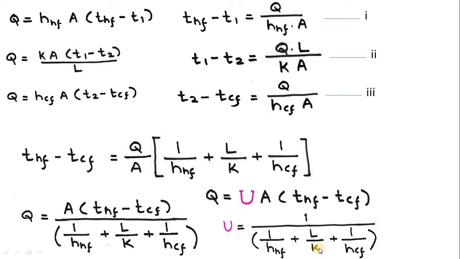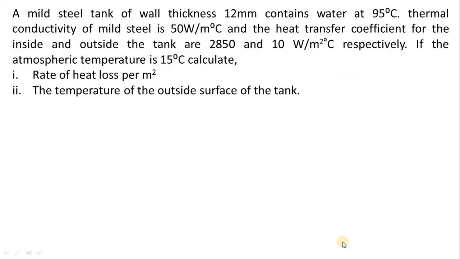So L upon K, 1 upon HHF, 1 upon HCF are the thermal resistances. So let's take one example. A mild steel tank of wall thickness 12 millimeter. Remember, you need to read it carefully. Sometimes it is in centimeter, sometimes it is in meter. So you need to convert this into meter.